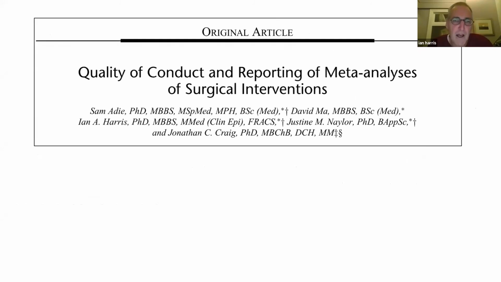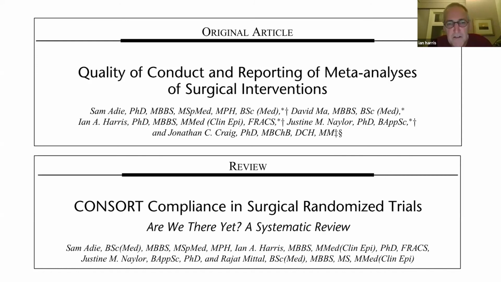Next slide, please. And these are some more papers out of Sam's PhD, looking at the quality of conduct of meta-analyses. Next slide. And what he did is he looked at how good the quality was of randomized trials and systematic reviews in surgery, but in trying to score meta-analyses, for instance, most of the trials didn't even have half the data that was required to fill out the quality scores. Such was the low quality of a lot of these things. And so let's look at a few examples.